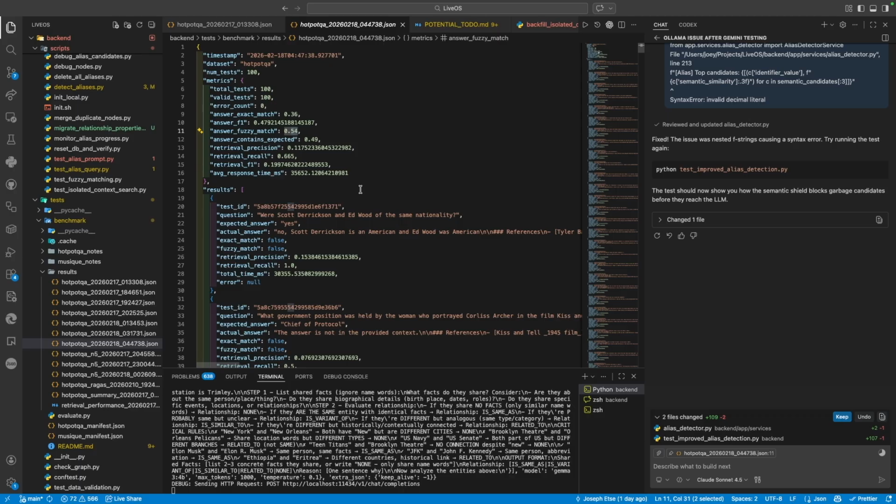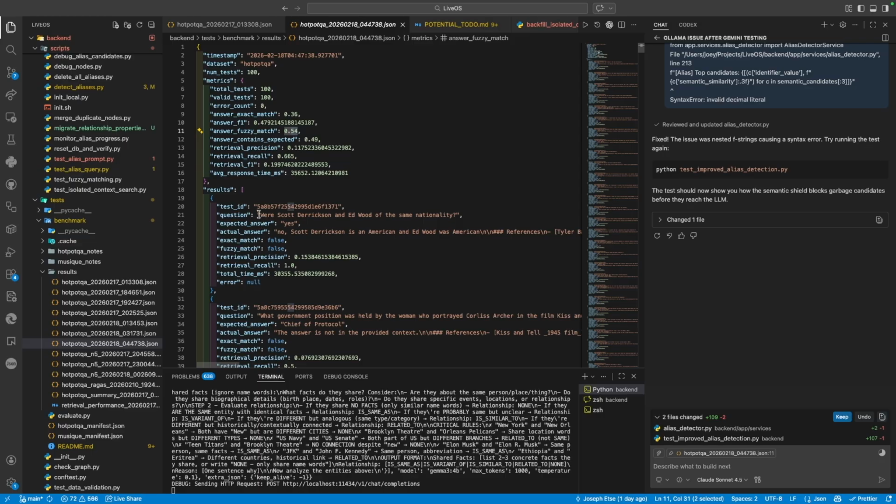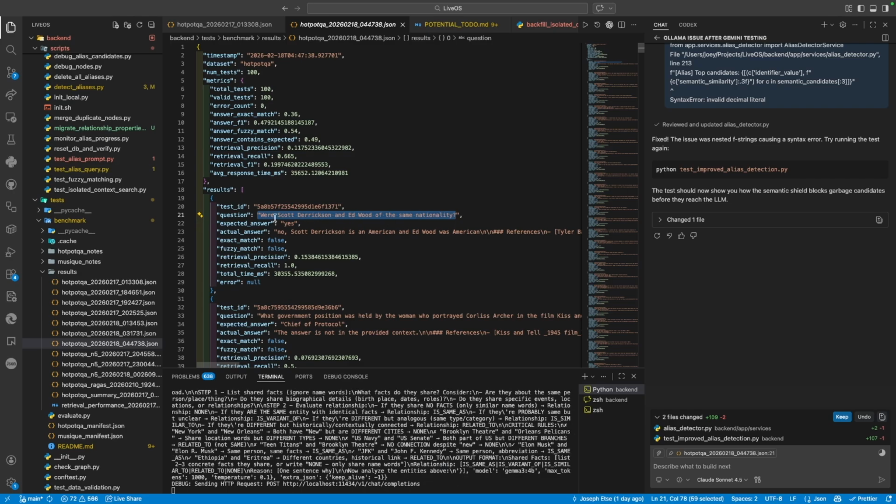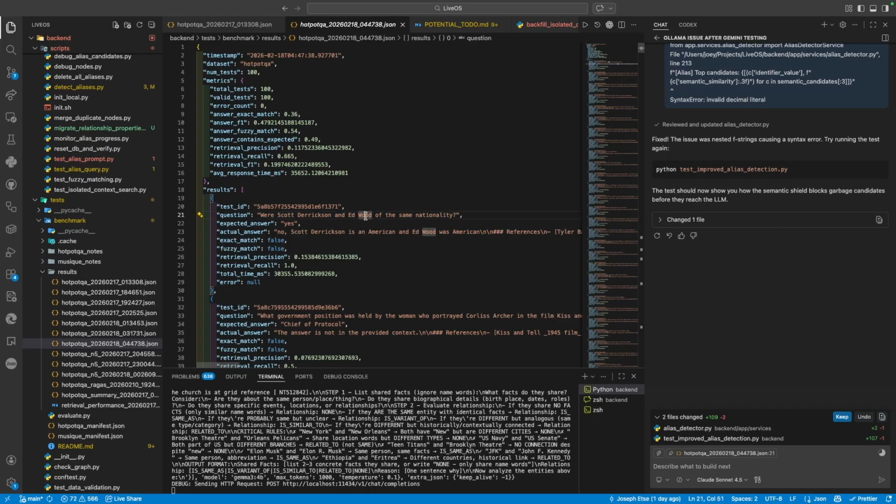For instance, when answering a question, a question like this: are Derrickson and Edward of the same nationality? The way I, as a human being, would think about answering the question is, the question is asking me about two people, Scott Derrickson and Edward. Then it's asking if they are the same nationality.